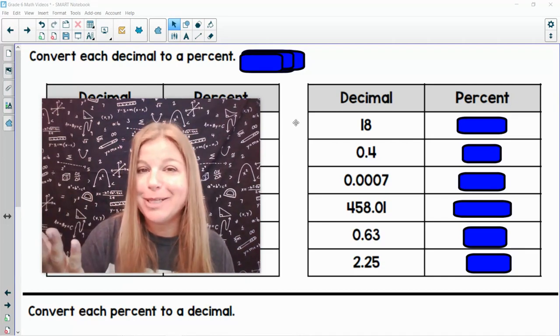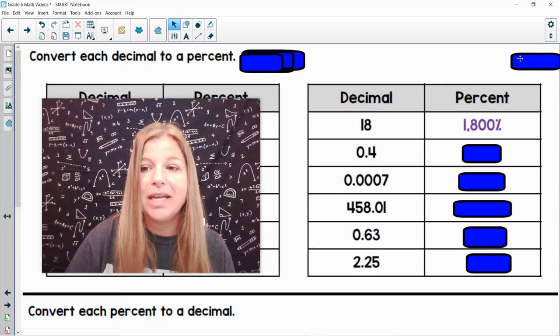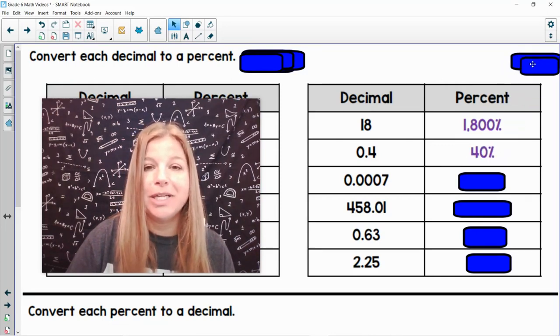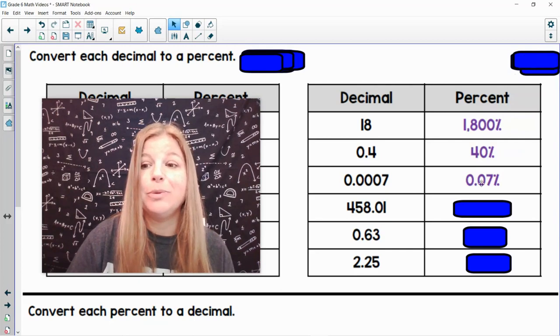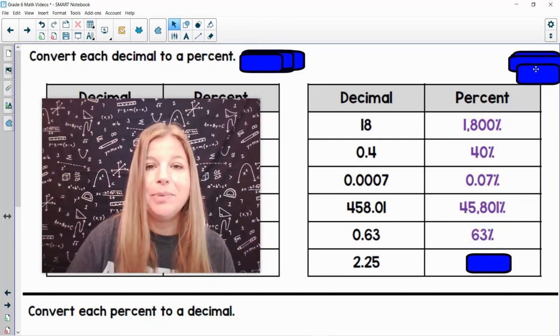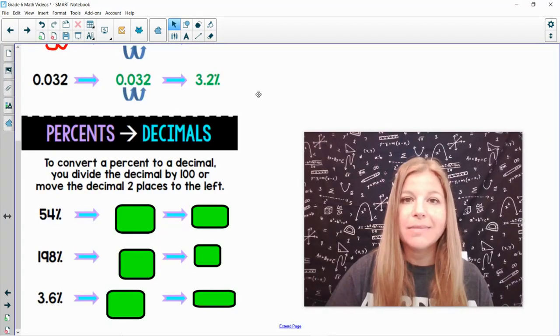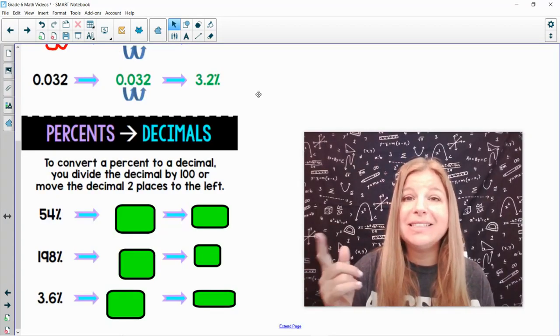Okay, hopefully you just press play after doing pause and we can check our answer. 18 is 1,800%. 0.4 is 40%. 0.0007 is 0.07%. The next one would be 45,801%, 63%, and 225%.